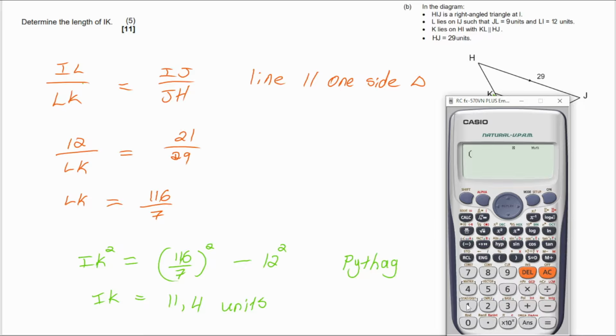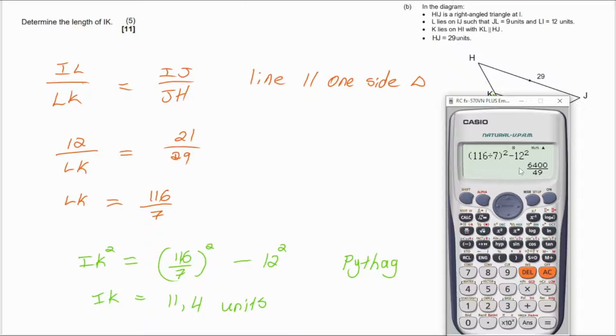Okay, so what I can do is just 116 divided by 7 squared, minus 12 squared. Okay, and I get this answer. I don't know why the calculator is being weird here. So this answer, wait, what do I get? 116 divided by 7, this thing squared minus 12 squared. Oh, no, this is the right fraction. Sorry, I don't know what I was talking about.